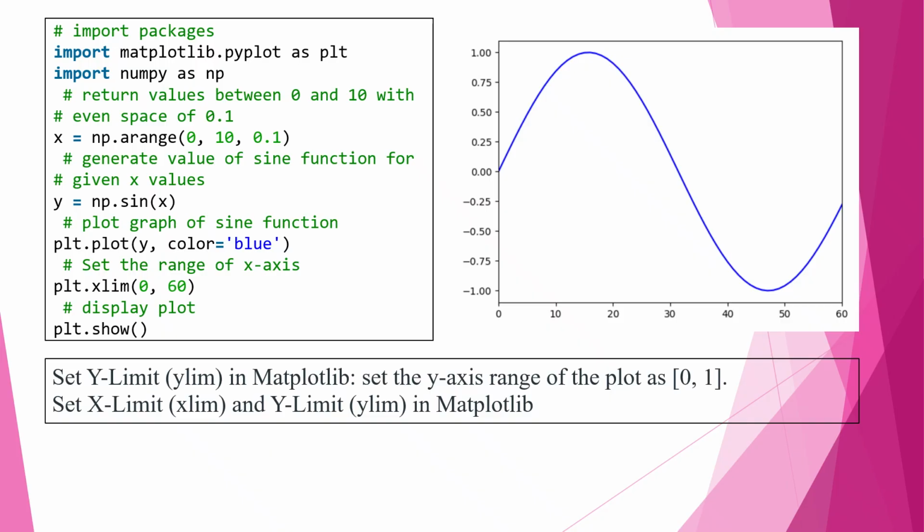The plt.plot function is used to draw the graph of the sign values, and the color parameter sets the color to blue. The main customization is done using the plt.xlim function, which sets the range of the x-axis from 0 to 60, controlling how much of the graph is displayed along the horizontal axis. Finally, the plt.show function is used to display the plot.